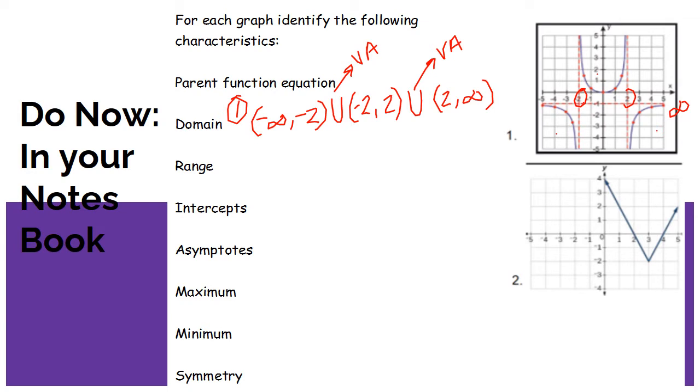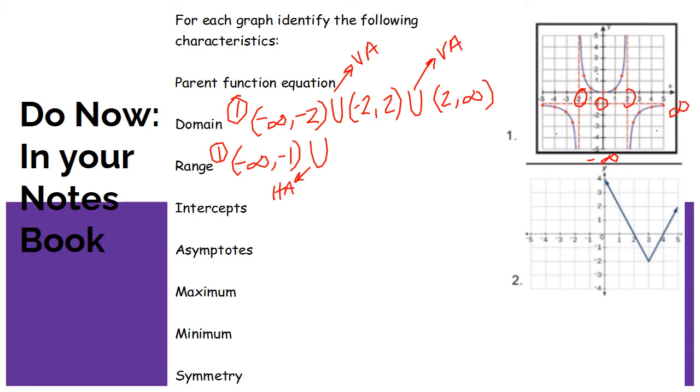Perfect. Now your range goes from bottom to top. Starting at the bottom, what is the lowest that your y values can go to? Negative infinity, right? The lowest my y values can go to is negative infinity. So I'm starting at negative infinity and I'm traveling, and then bam, at negative 1, I have an asymptote, so I have to stop. So the range on number 1 is negative infinity to negative 1, and then I stop, because there's a horizontal asymptote.